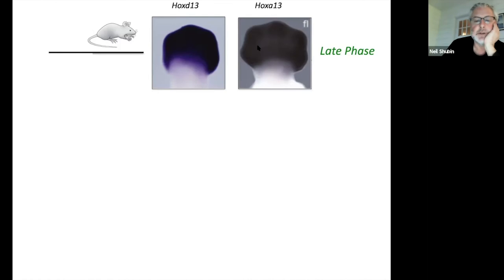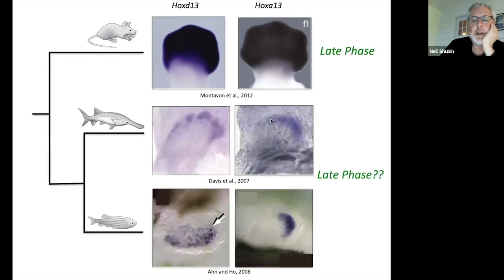So as the first experiment, we said, okay, where are these genes active in fish fins? And it turns out they're active, shown in dark blue here, in the terminal end of the fish fin. So it does seem that there's some correspondence between the terminal end of a mouse limb, which forms the wrist and digits, and the terminal end of a fish fin.